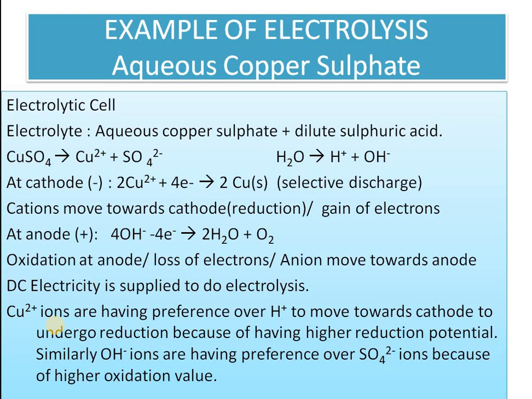Okay, so reduction and oxidation are opposite to each other. If you are not clear, I feel that you should go back and revise the reduction potential and oxidation potential once more. Next is oxidation at the anode: loss of electrons, anions move towards the anode, DC electricity supply is used, and copper ions have preference over H+, which I have explained to you.